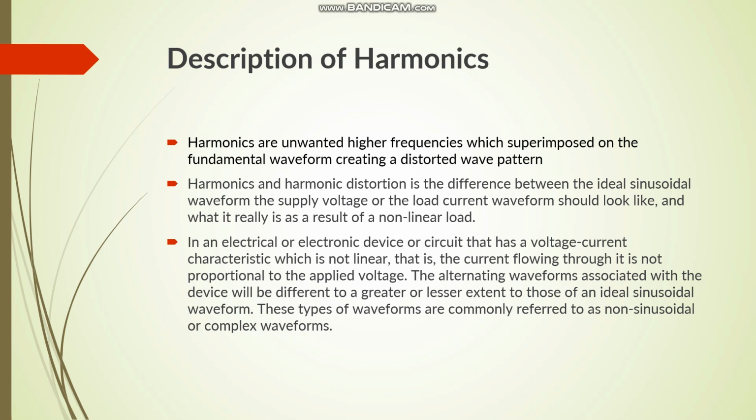In an electrical or electronic device or circuit that has a voltage-current characteristic which is not linear, that is, the current flowing through it is not proportional to the applied voltage, the alternating waveforms associated with the device will be different to a greater or lesser extent to those of an ideal sinusoidal waveform. These types of waveforms are commonly referred to as non-sinusoidal or complex waveforms.